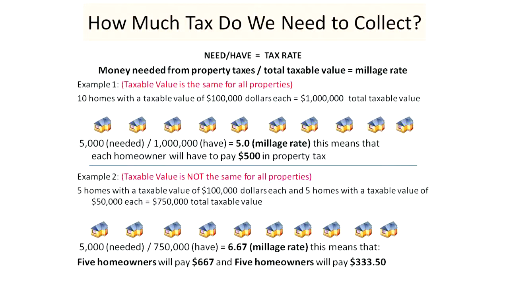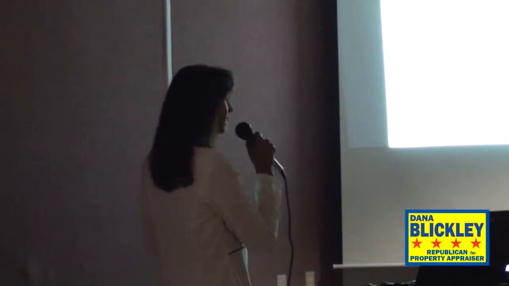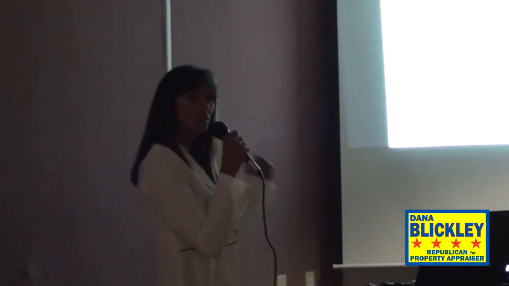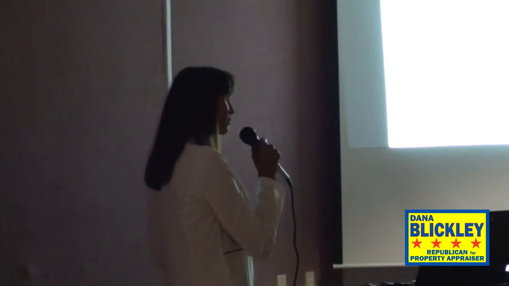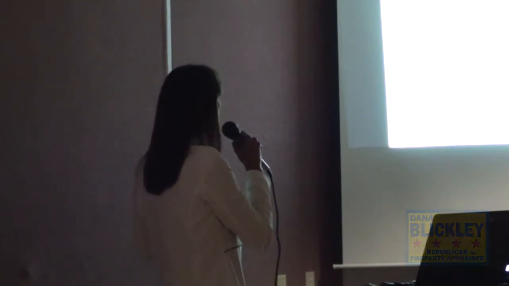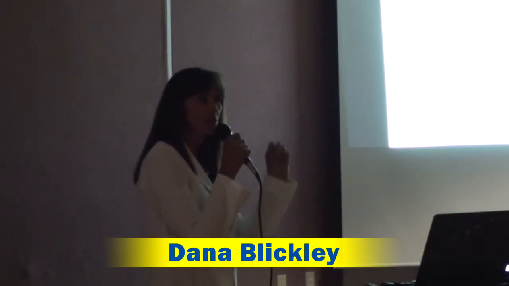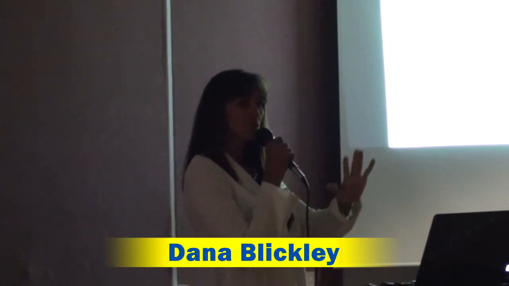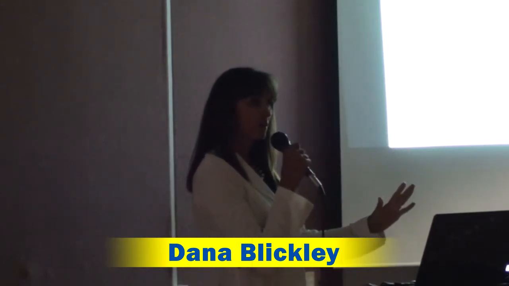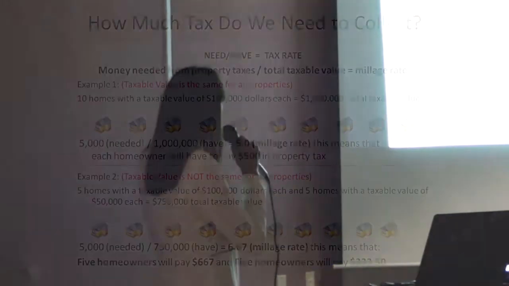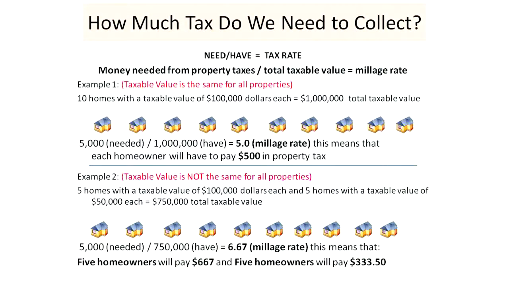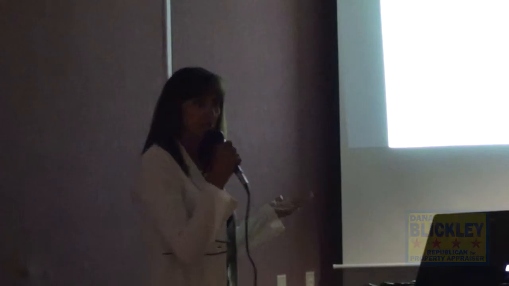So what I did is I gave you 2 examples here. In example 1, we have 10 homes. All of them have a taxable value of $100,000. So we have $1 million of total taxable value. That's our tax base. Okay? We need $5,000. That's what we need to cover all the things that we want to pay for. We have $1 million to work with, so we're going to have to levy a millage rate of 5 mils. 5 mils meaning $5 per $1,000 of taxable value. Okay? So theoretically, each homeowner would pay $500 in property taxes.